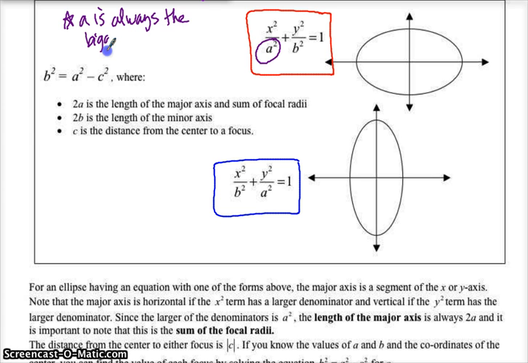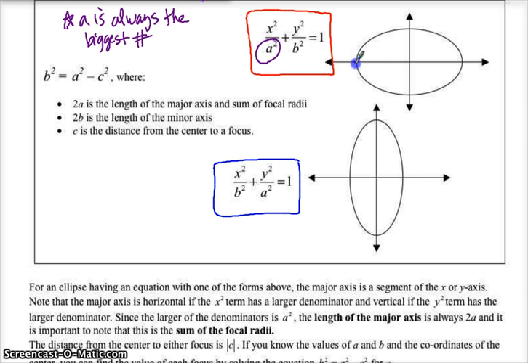So if you have a horizontal axis that is the largest, then your ellipse will be more wide than it is tall. If your largest number squared is underneath the y squared, then your ellipse is more tall than it is wide. So that's simply put.